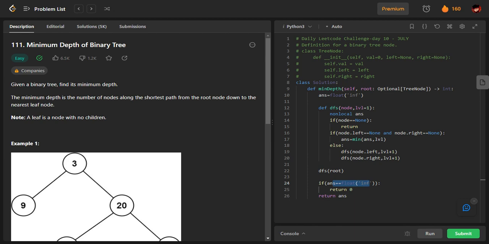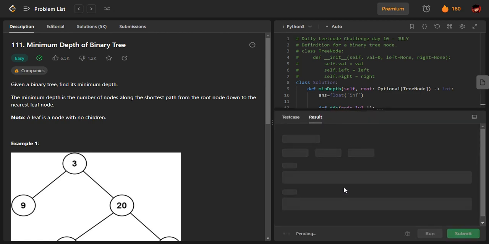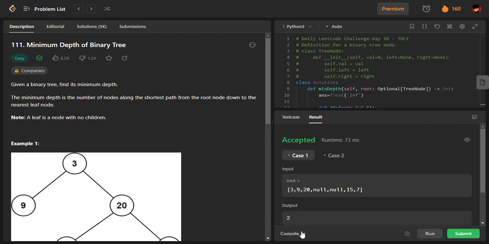That's why we have written zero, because there is no depth in the tree, since there is no tree at all, right? We have written zero in that case. In all other cases, we can return the answer. I can quickly run this and show you. As you can see, it's creating all the test cases.